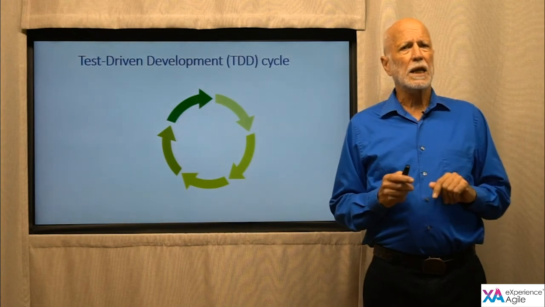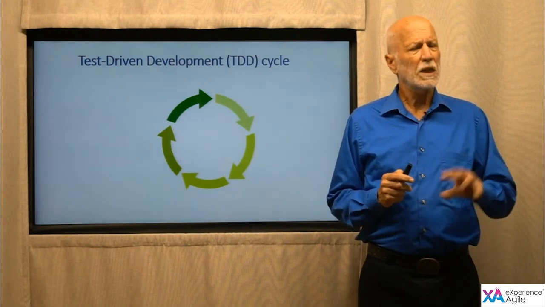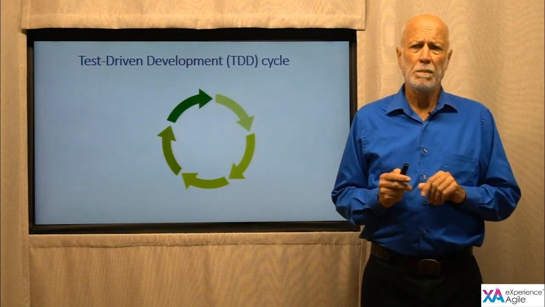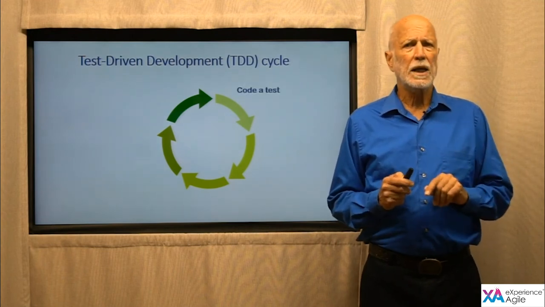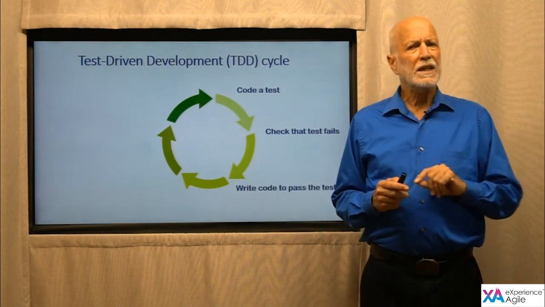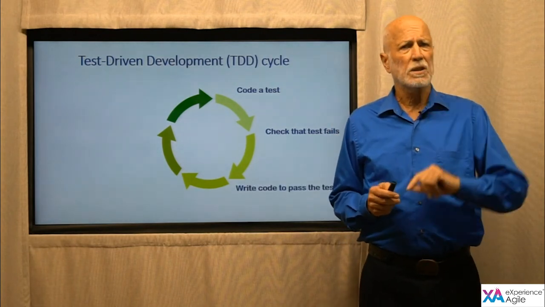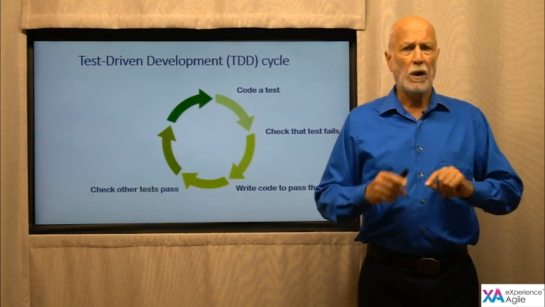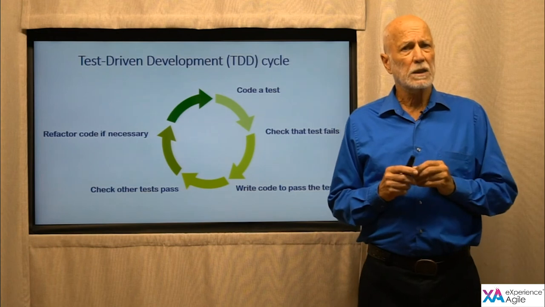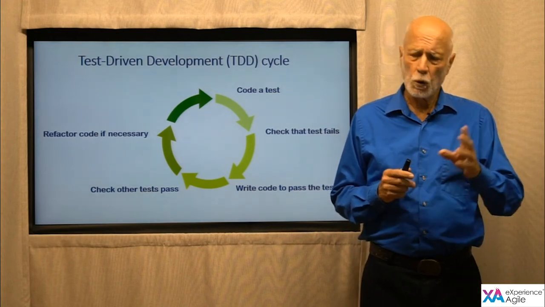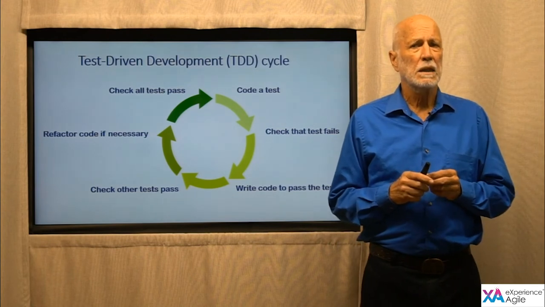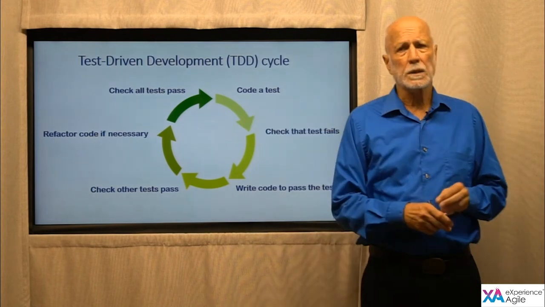And so here's the cycle of TDD. It's much faster than BDD or ATDD. First, we code a test. We check that it fails. We write the code to pass the test, and just enough code. We make sure all the other tests pass. We refactor our code if necessary because it might have become a little bit messy. We check that all the other tests have passed, and then we start by coding another test.